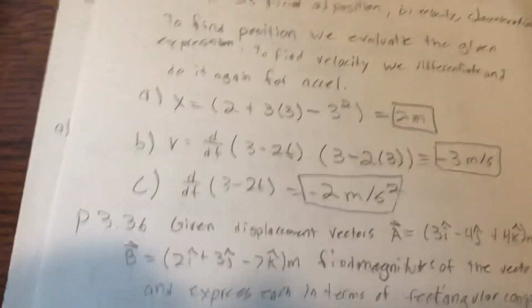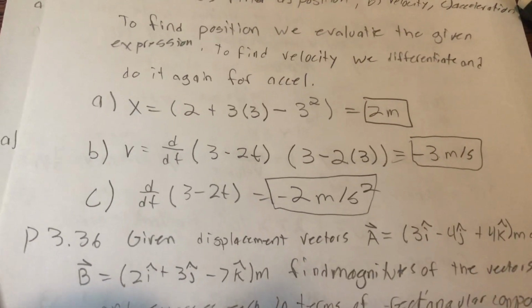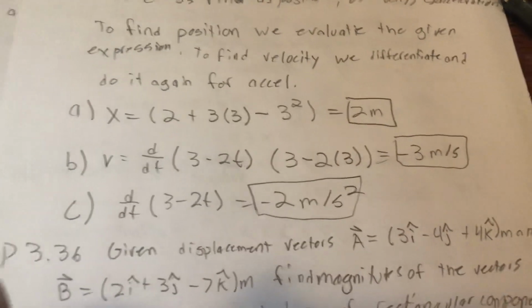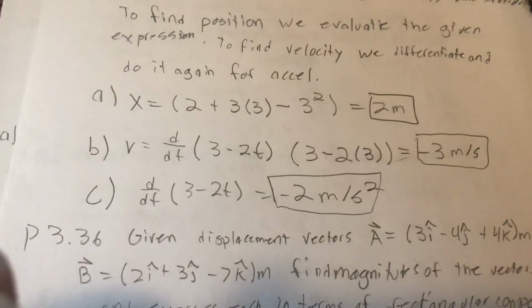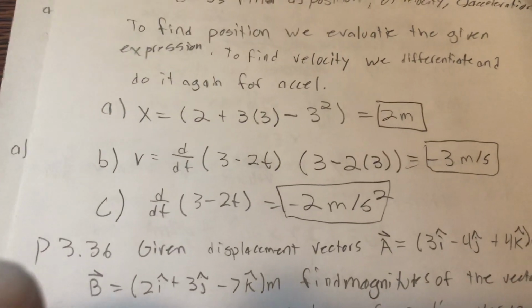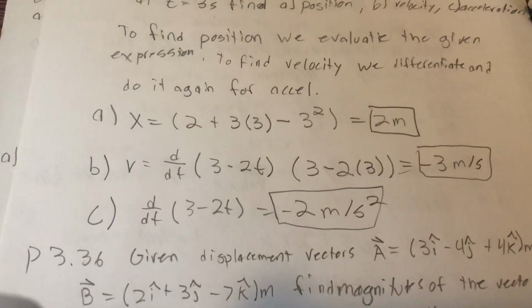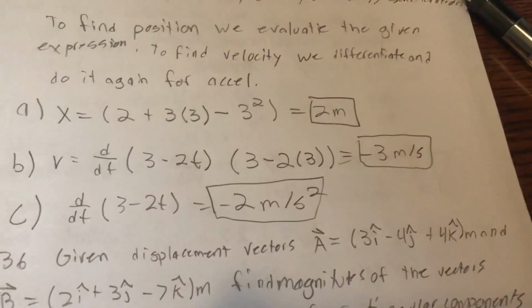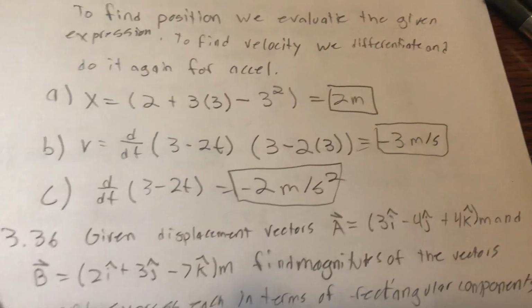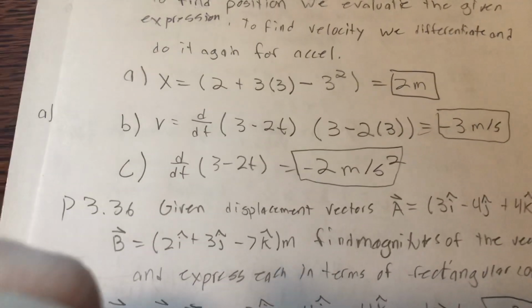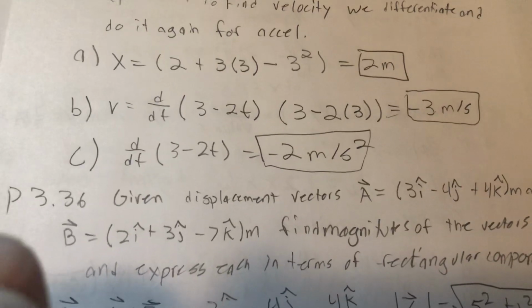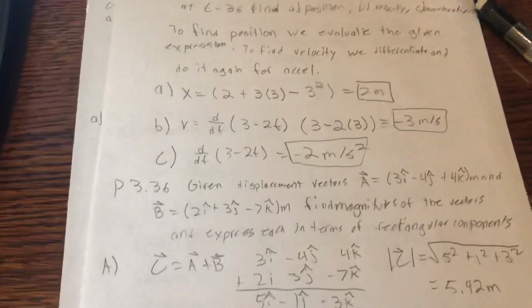So for the position, all you had to do was plug in the 3 seconds into the equation, which gives me 2 meters. Then I differentiated the problem, which gave me 3 minus 2t, and plugging in 3 again, I got minus 3 meters per second. And then I differentiated again, and that gives you negative 2 meters per second squared for the acceleration.